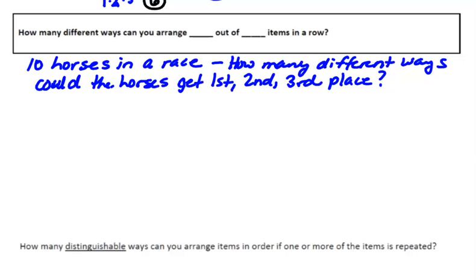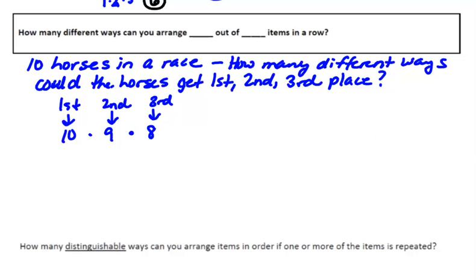So let's think about first place. There are 10 horses in the race, so any one of those could be first place, assuming they're all of equal ability. I have no idea what their ability is. Now second place: once I've gotten my first place winner, there's only 9 horses left, so there's only 9 possibilities for second place.